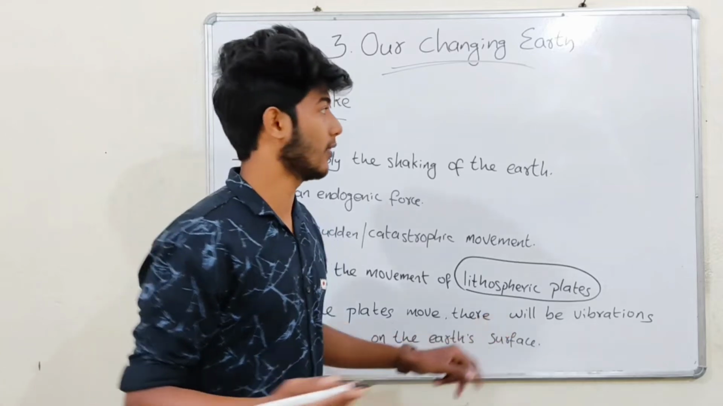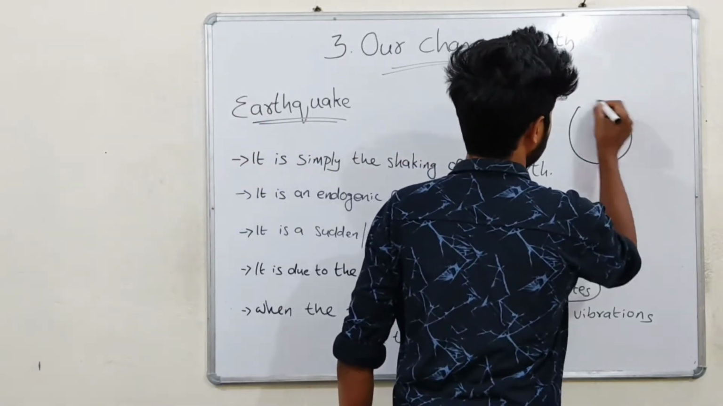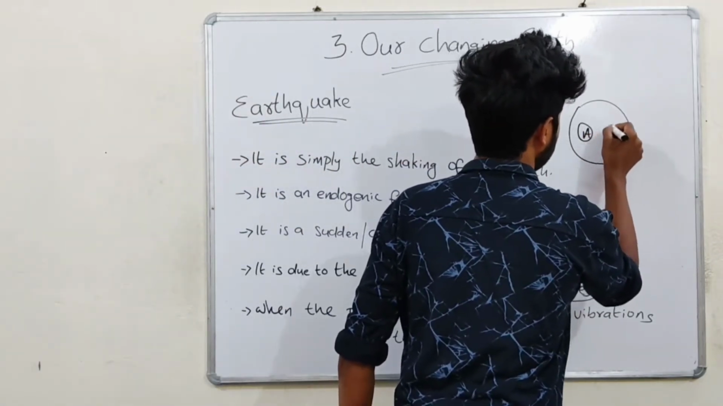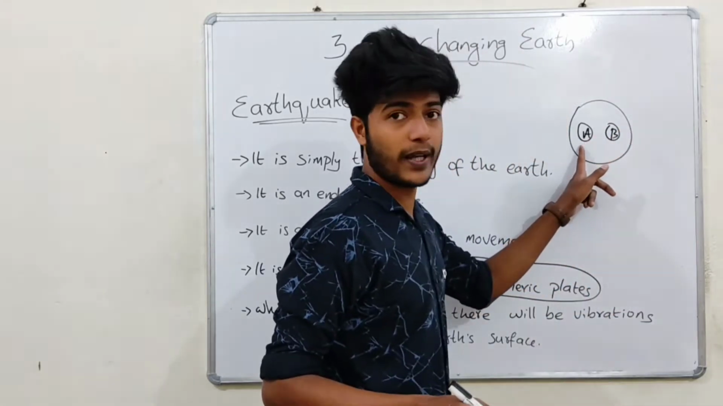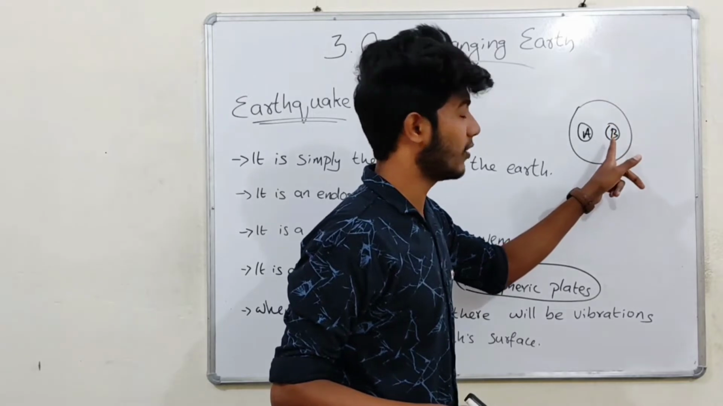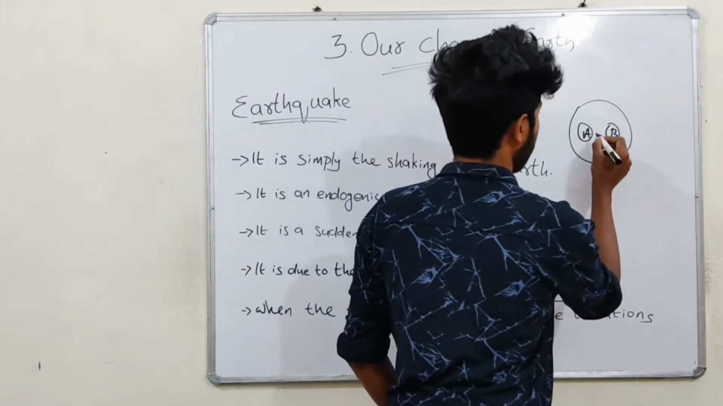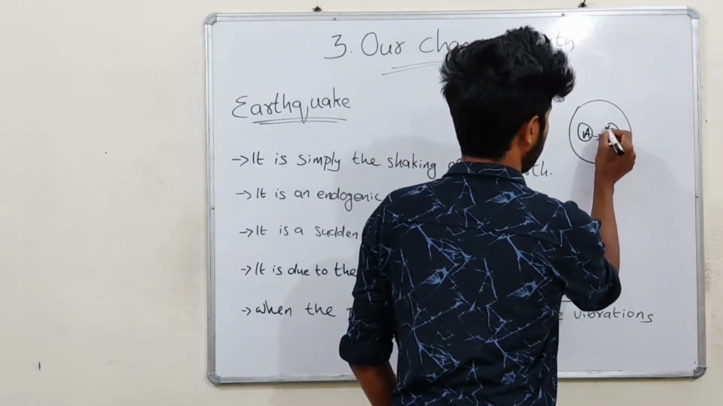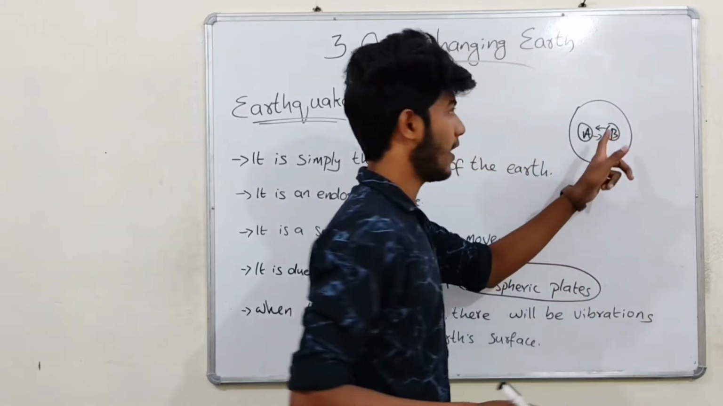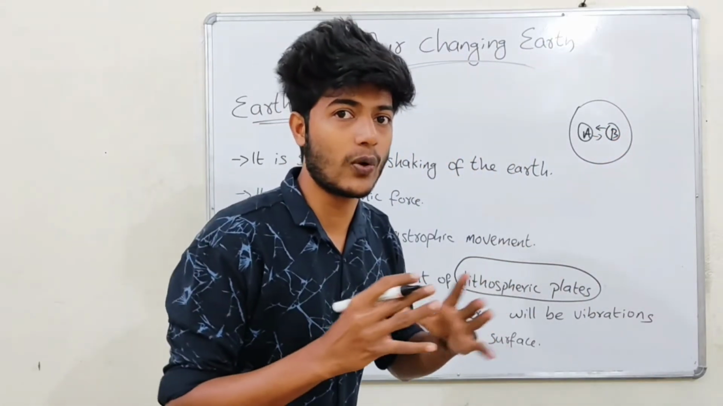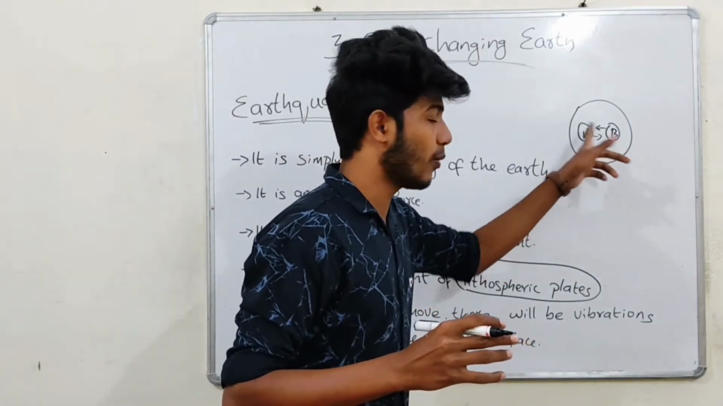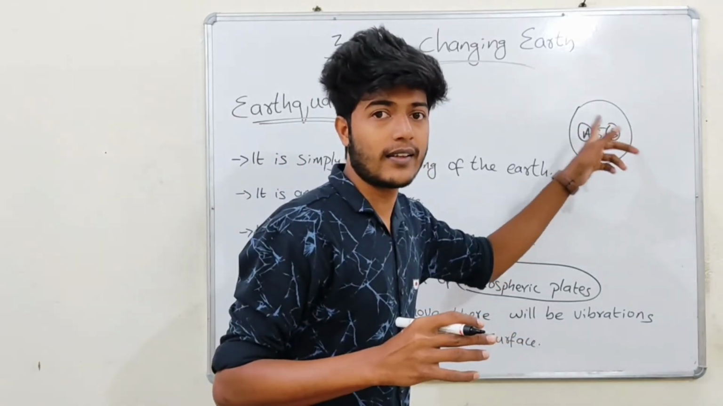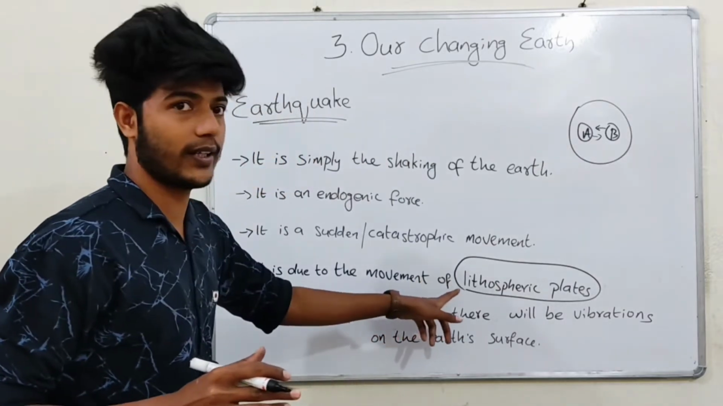Listen. This is lithospheric plate A. This is lithospheric plate B. A is moving to here, B is moving to here. After some time, they will collide. So, these movements are the reason behind earthquakes.